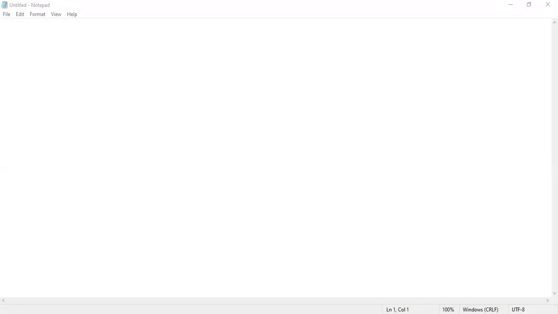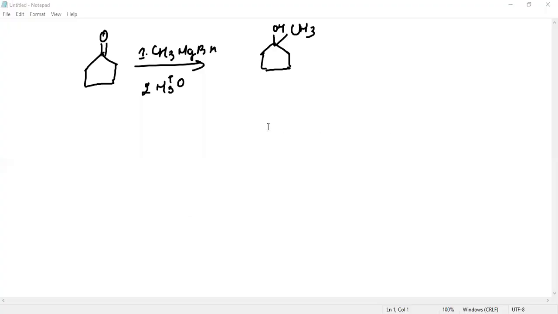Now let's say we have this over here. This is a cyclic ring, 1, 2, 3, 4, 5. So we have cyclopentanone over here, and we go ahead and react it with Grignard's reagent like we did with our previous example. This will be the product of this reaction over here. So we have Grignard's reagent, and then in the second step we have this hydronium ion. We will react it with that.